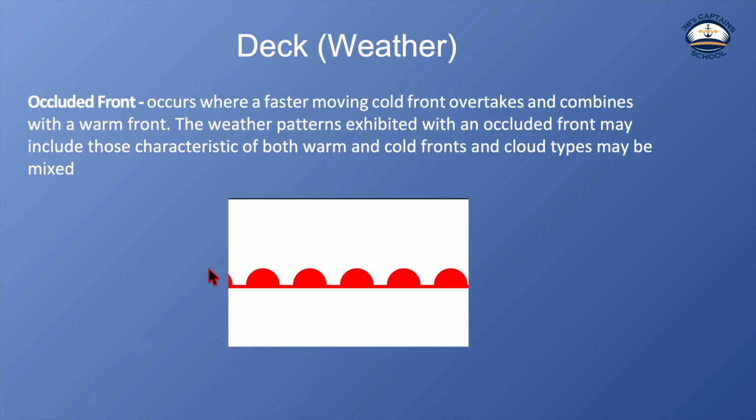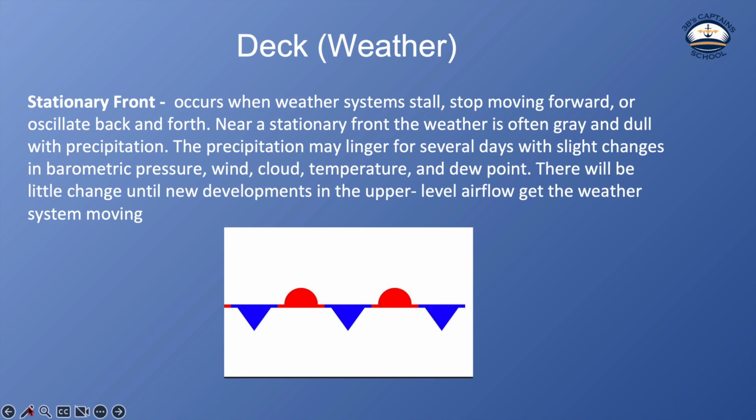An occluded front occurs where a faster moving cold front overtakes and combines with a warm front. The weather patterns exhibited with an occluded front may include those characteristic of both warm and cold fronts, and cloud types may be mixed. So basically, with an occluded front, you can have any range of weather, and I think it usually depends on which one of those air masses is the larger, more dominant one, either the warm or the cold.